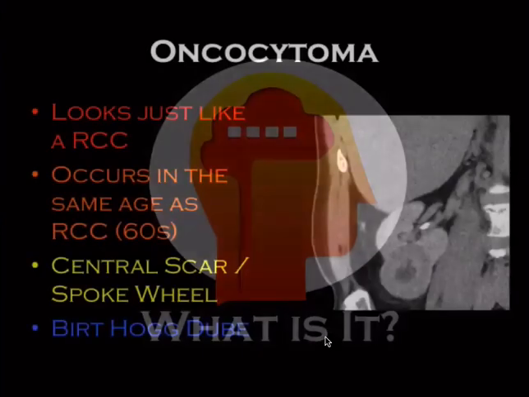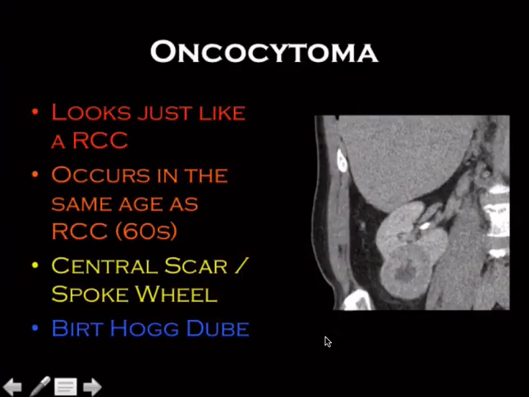Let's go back to this for a second. So how do you handle this thing on multiple choice if somebody shows you this? Man, I don't know. I think that if it has a central scar, and it looks like this case with a central scar, or it has a spoke wheel pattern, I guess I would probably call it an oncocytoma.